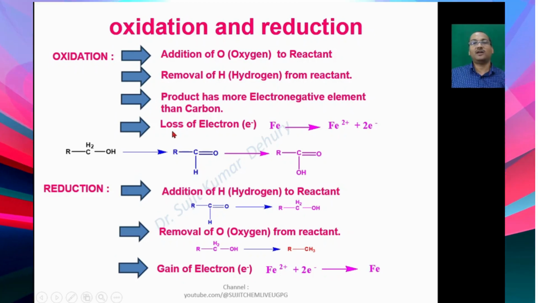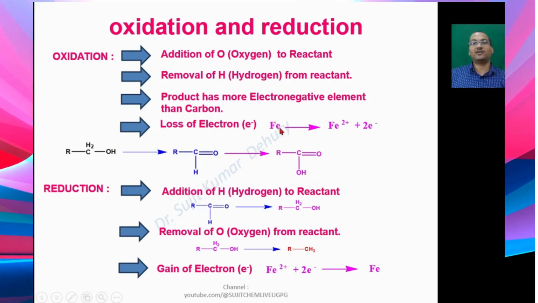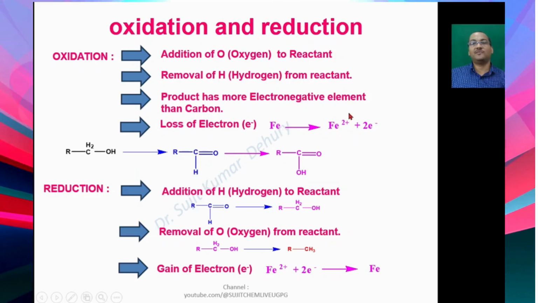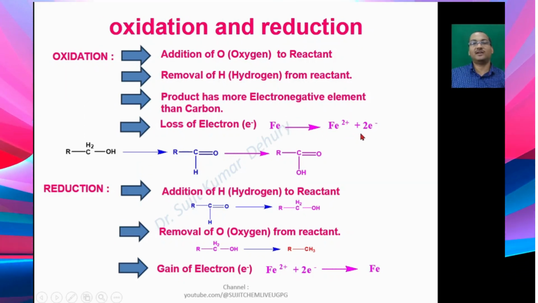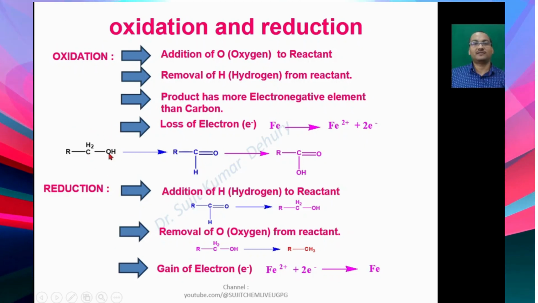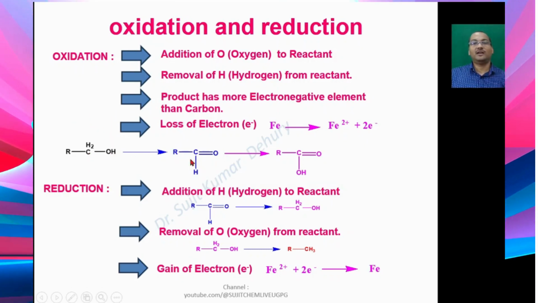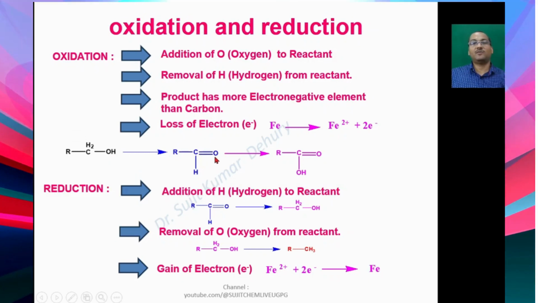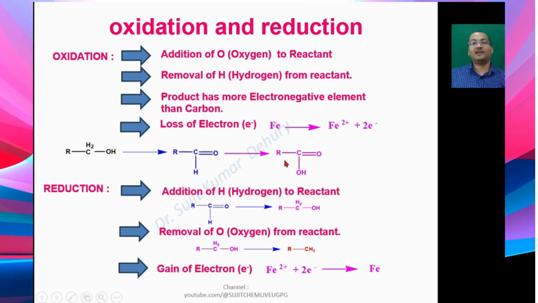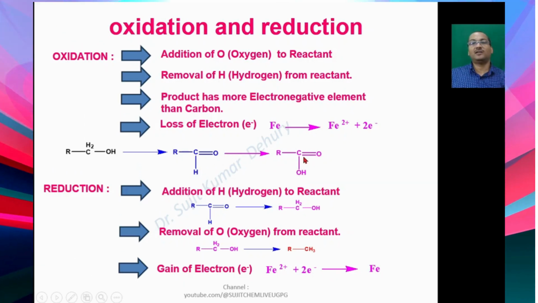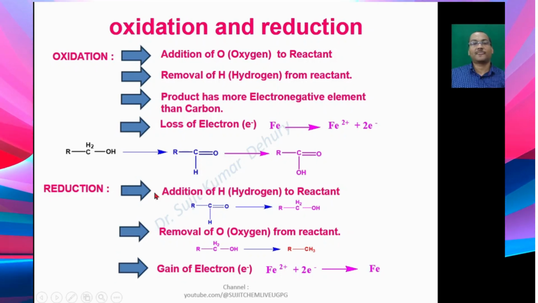Similarly, another way of explaining it is loss of electrons. Suppose an iron atom loses 2 electrons, giving rise to Fe2+. This is also an oxidation reaction. Let's take another example, RCH2OH. Here it becomes RCHO, so addition of oxygen takes place. And again from this RCHO, another oxygen is added.